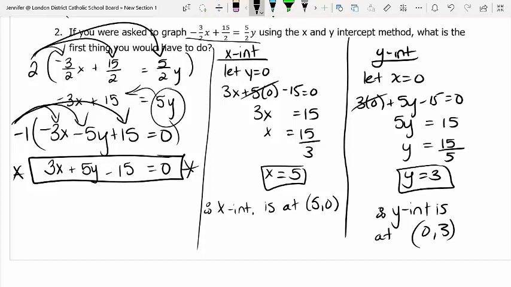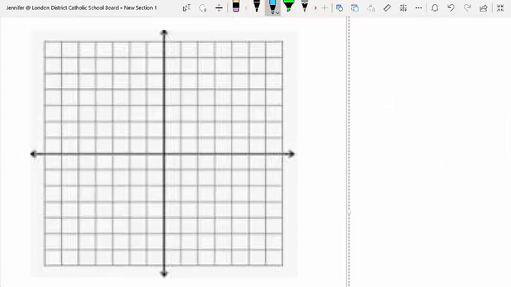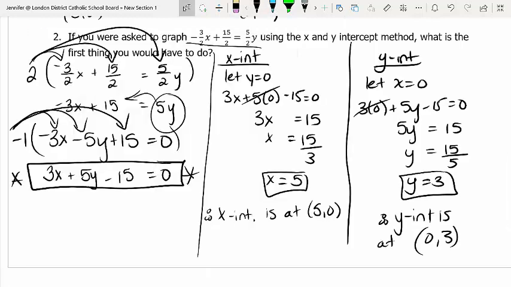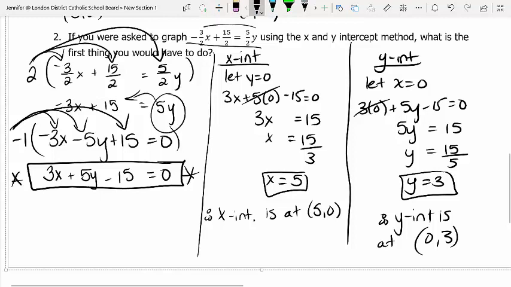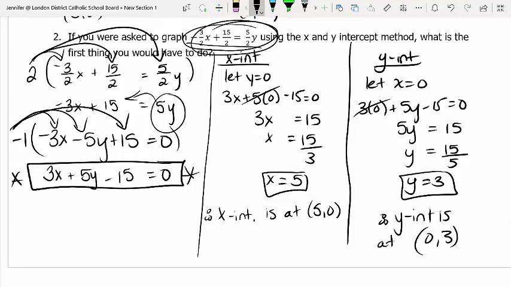Okay, so then if we had a graph, we would just plot those 2 points and connect the dots. Okay, so 0 and 3 is right here, and 5 and 0 is right here, and there it is graphed. So it's just important to remember that before you graph it and use this method, make sure the equation is in true standard form first. So sometimes there's this extra step here, and then once it's in standard form, find your x and y intercepts, plot the 2 points, connect the dots, and there it is graphed.